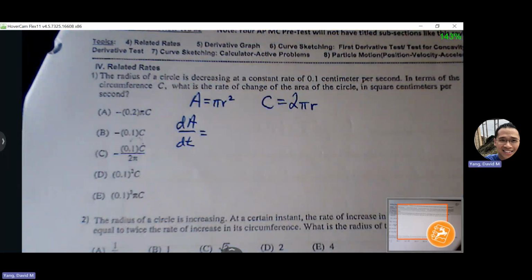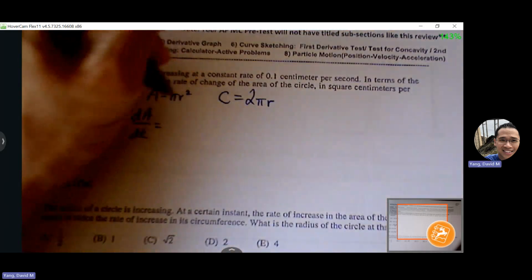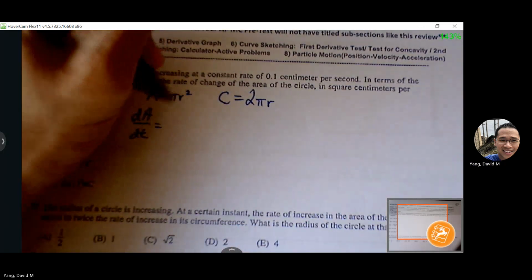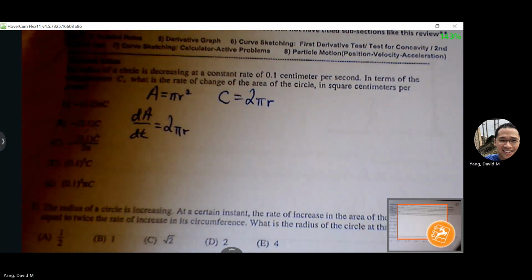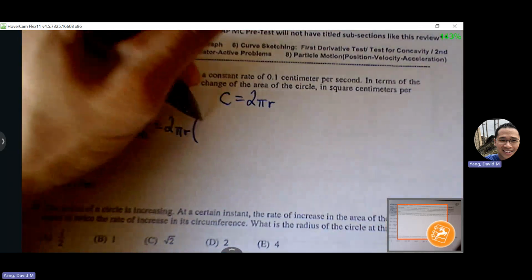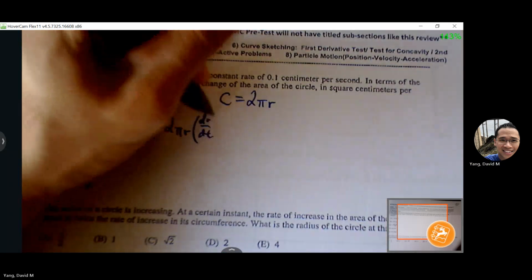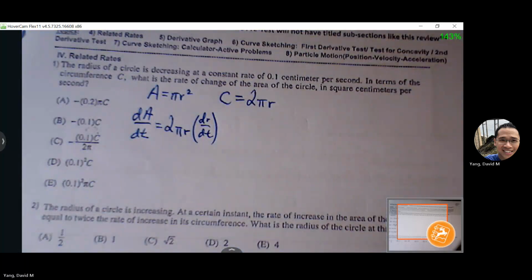Okay, pi r squared becomes what? We find the derivative first, then we attach the additional variable there. So pi r squared becomes what? 2 pi r, and then we need to attach dr over dt. All right, so we have that out of the way.